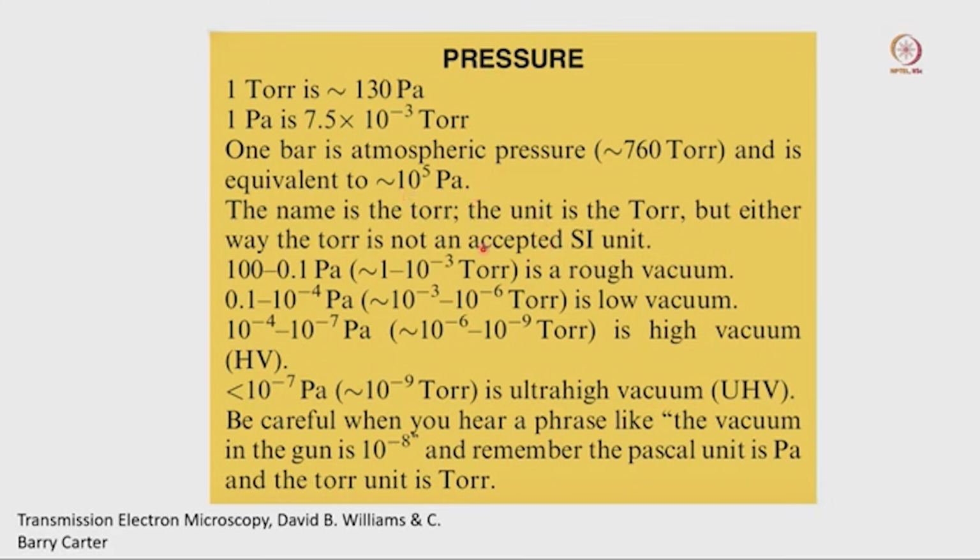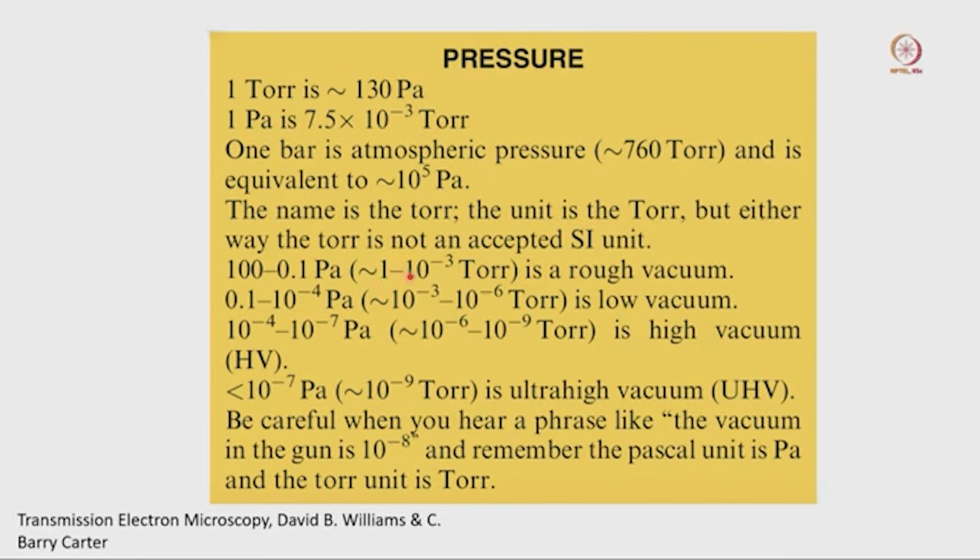Here, for the electron microscope we are talking about a couple of different types of vacuum: rough vacuum, low vacuum, or high vacuum. Here you can see this is the rough vacuum. What is the value of the rough vacuum? If you consider the rough vacuum value, it is 100 to 0.1 Pascal.